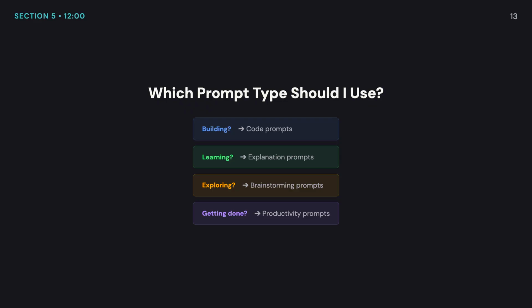Here's a quick decision helper. If you're building something, use code prompts. If you're learning something, use explanation prompts. If you're exploring options, use brainstorming prompts. And if you're just getting things done, use productivity prompts. And remember, you can always combine them.